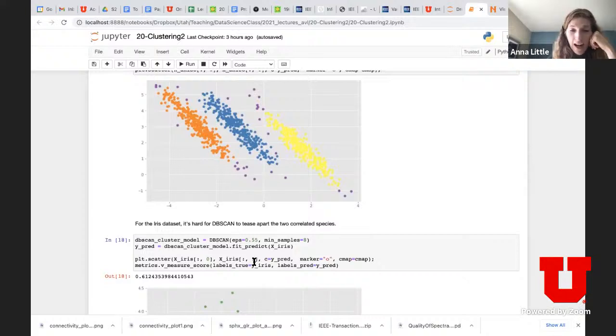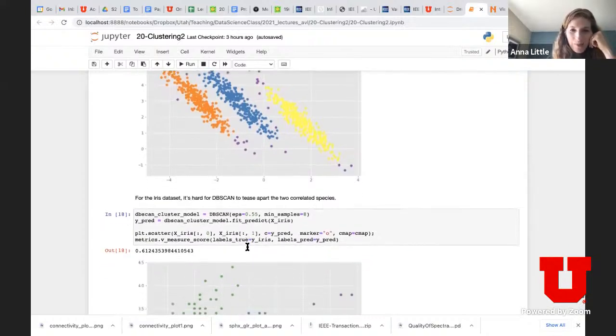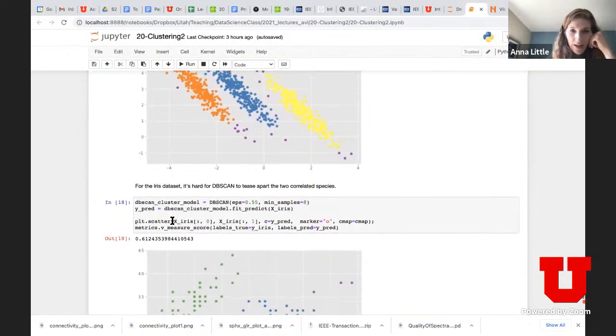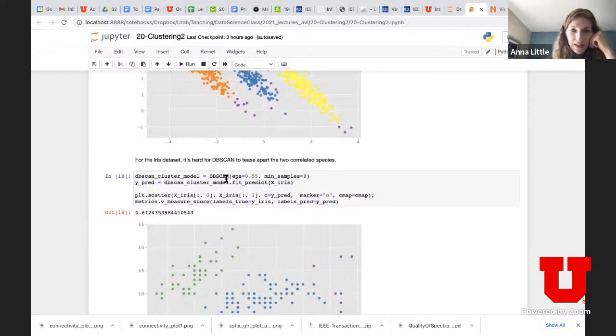We can try it for iris. Now that's going to be a little harder, but let's take a look at this example. So once again, let's do DBSCAN. Again, I'm not going over how these epsilon values were picked. You have to do that individually for each data set.